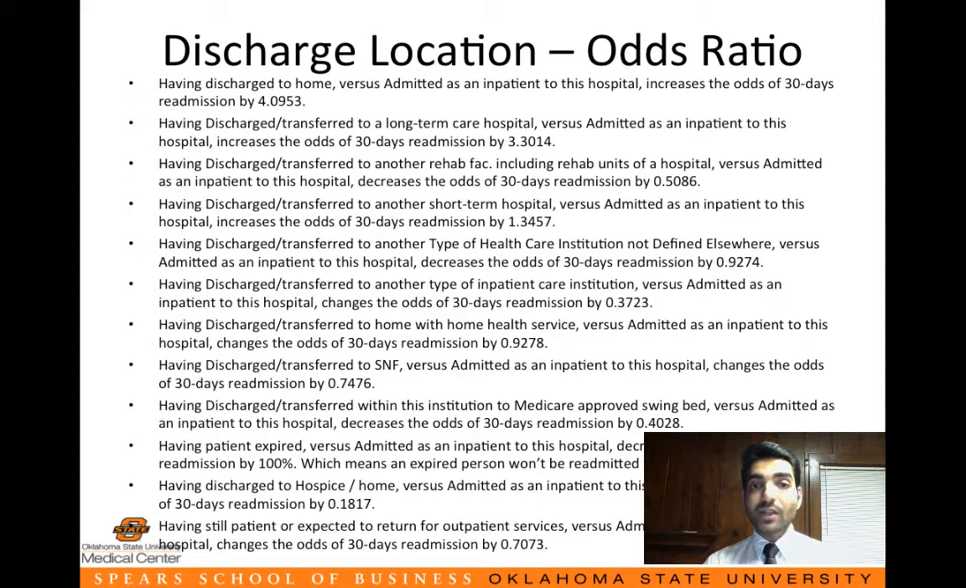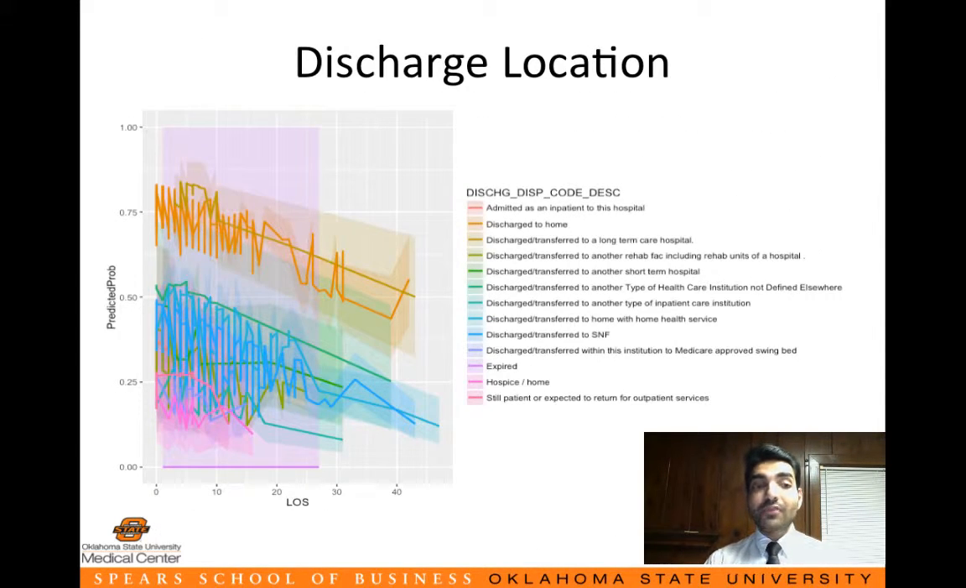We would discuss all these levels one after the other, keeping admitted as an inpatient to this hospital as our base variable. If we see the graphs, it clearly explains which of the levels have high predicted probability of being readmitted in 30 days versus not being readmitted in 30 days. It is showing that discharge to home has the highest predicted probability of being readmitted, followed by discharge or transfer to long-term care hospital, followed by discharge and transfer to another short-term hospital, and so on.